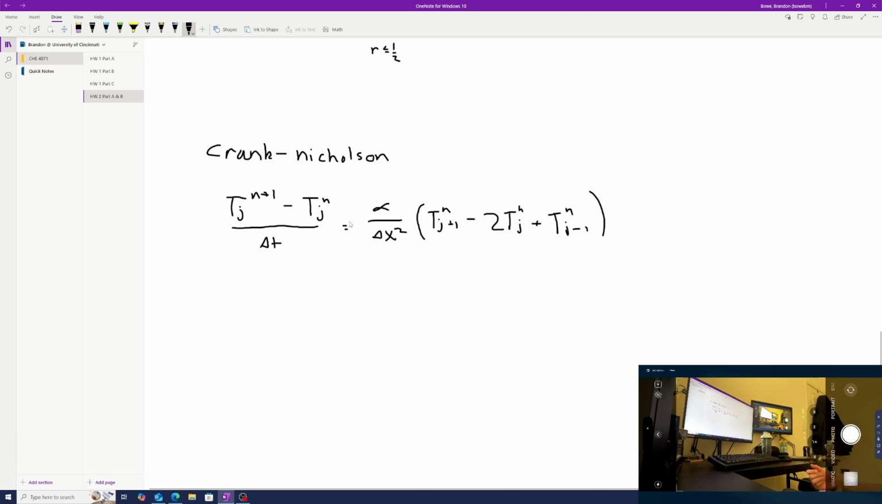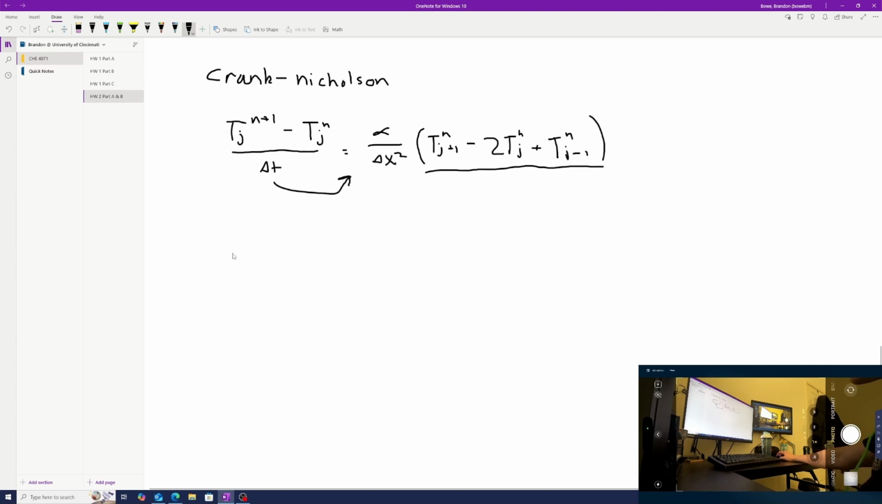The main thing that Crank-Nicolson changes with our estimation of this temperature change is it uses both the previous time step, or I guess the current, and it also uses an estimation of the next time step. However, we add them together and take the average. So what our initial Crank-Nicolson will look like is, the first thing we'll do is move our change in time over again so we can get our R.